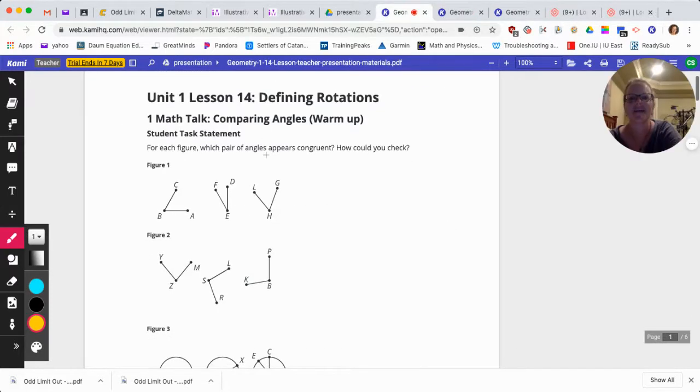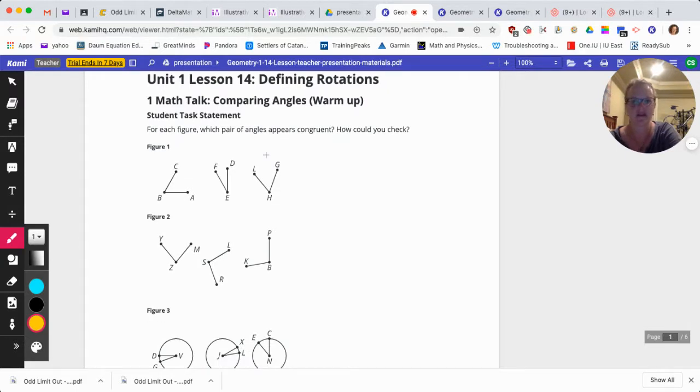There we go. In Lesson 14, we are defining rotations a little bit more. So for this first part, we're just going to math talk comparing angles. So let's look at each figure and which pair of angles appears congruent.